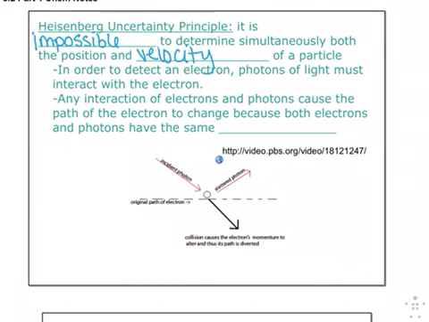So in order to detect an electron, photons of light must interact with the electron. However, any interactions of electrons and photons cause the path of the electron to change because both electrons and photons have the same energies. Think of it kind of like pool balls hitting one another. So as the photon hits the electron, this was the original path. It causes the photon to scatter and then the path of the electron to change.